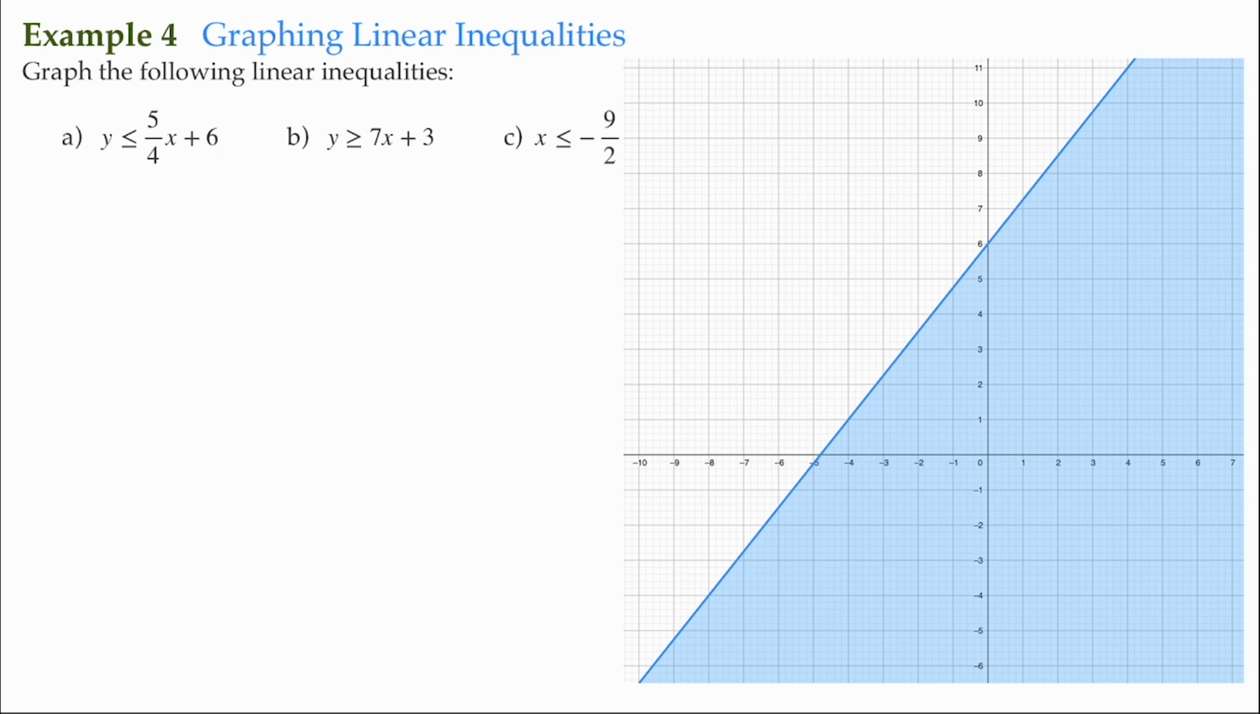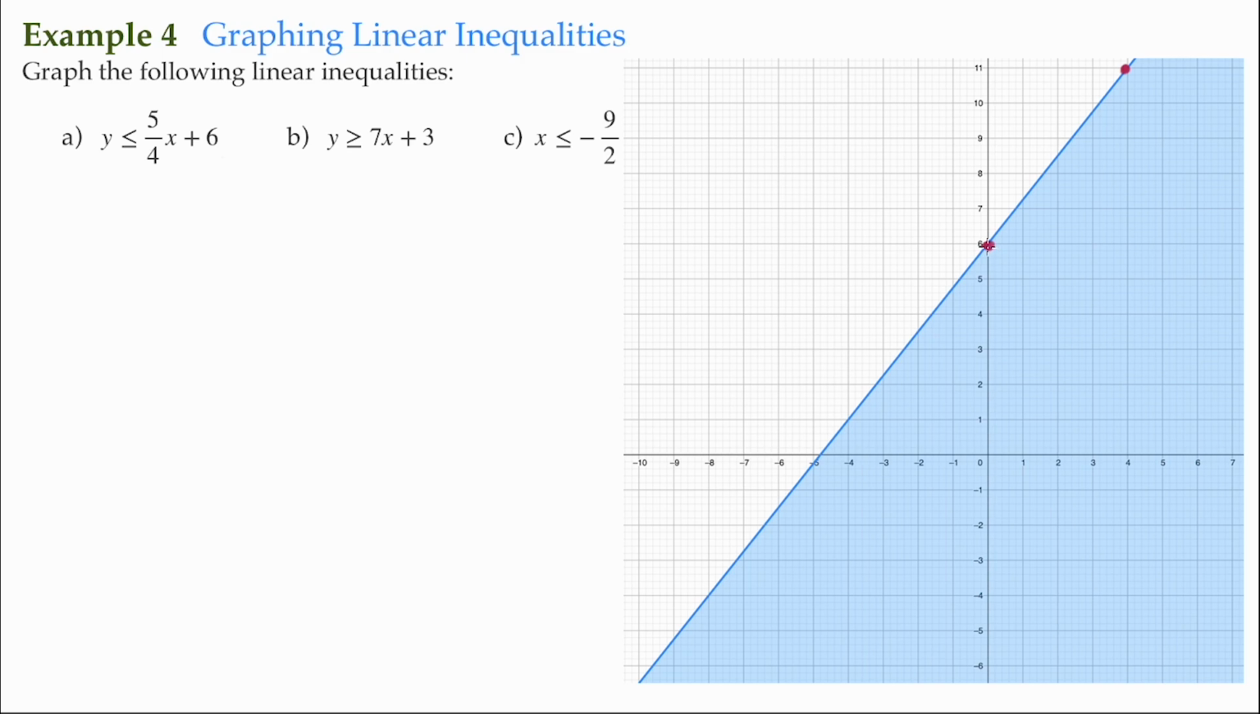And we can see that this is the graph of this inequality here because the boundary line has a y-intercept of 6, and here it is right here. And we have a slope of 5/4. That means for every positive increase along our x-axis of 4, we're going to have a positive increase along our y-axis of 5. So we'll just count off 4: 1, 2, 3, 4. And then up 5: 1, 2, 3, 4, and 5. And of course, we land right on the boundary line there.